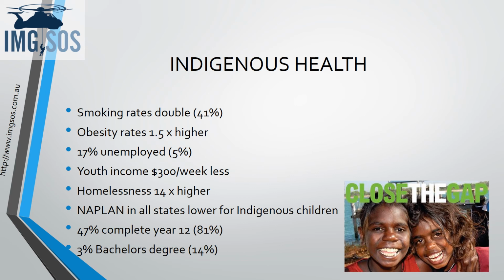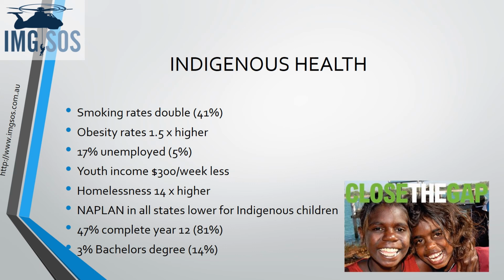Now, we'll be talking a lot more about this when we get to Module 12 at the end of our sessions when we talk about population health. But just to give you a touch right now, if we're looking at Aboriginal and Torres Strait Islander people across Australia, the smoking rates are double. 41% of Indigenous people smoke. Obesity rates are 1.5 times higher. The average unemployment rate in Australia runs around 5%, but 17% of Aboriginal and Torres Strait Islander people are unemployed. Across the country, youth income for Indigenous youths is $300 a week less. That's a significant difference. Homelessness is 14 times higher.